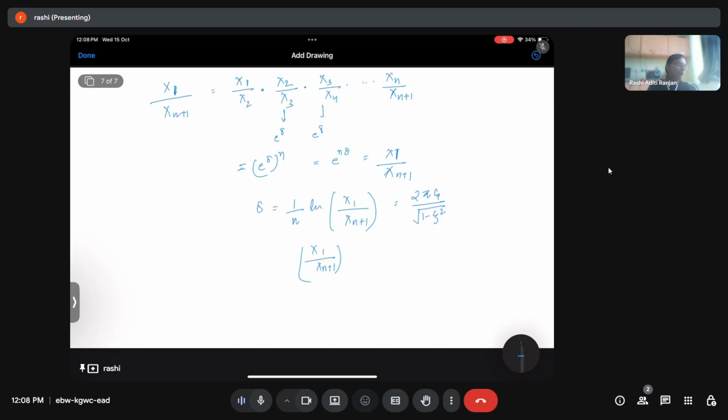Now this was for the viscous damping. Then we had another kind of damping, right? Which was Coulomb damping.